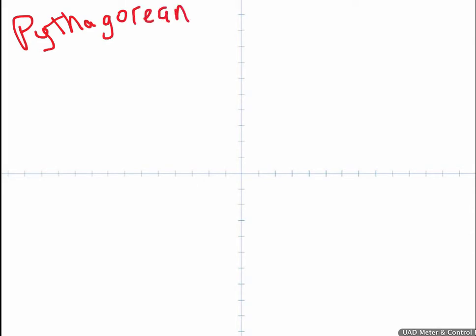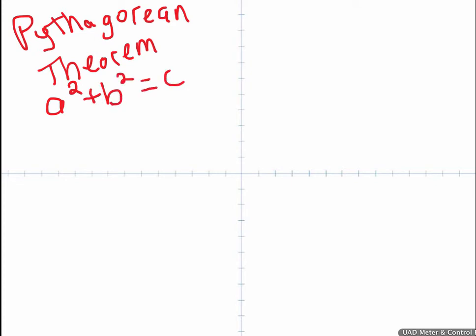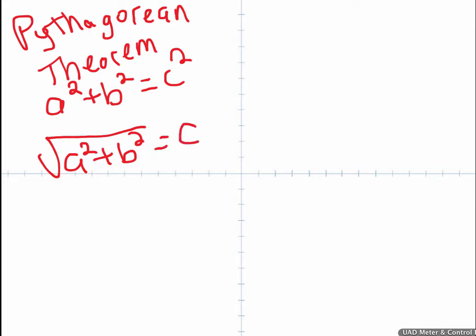My handwriting is getting very sloppy. Theorem. And if you recall back in 8th grade, it was a squared plus b squared equals c squared. Or it could be this, a squared plus b squared, all underneath the square root here, and that equals c.